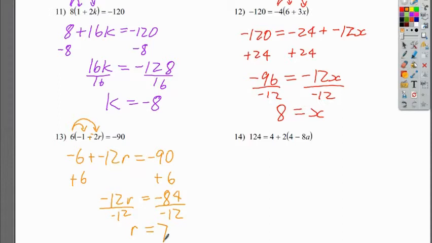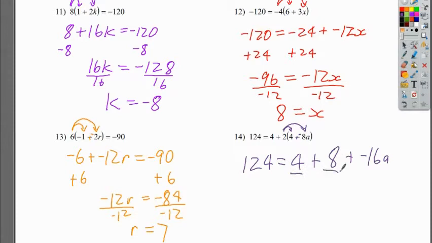This last one, there's a couple of steps. We'll first need to distribute and then combine like terms. So we'll first start by distributing this 2, remembering that that's actually a negative 8a there. And then we'll rewrite. We end up with 124 equals that 4 we didn't do anything with, so that just comes down. And as we distribute there, we end up with 8 plus negative 16a.